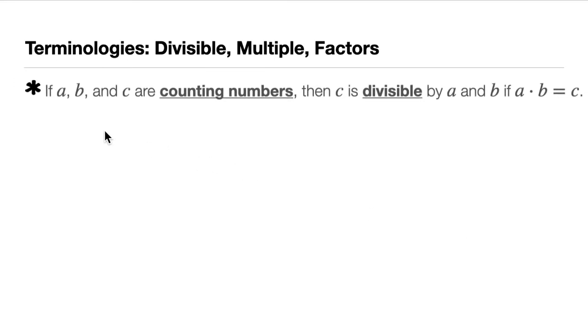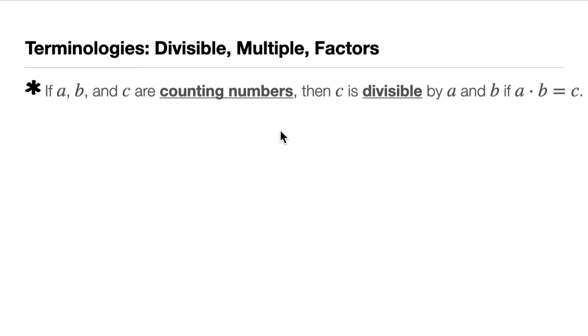For the first part, imagine A, B, and C are natural numbers. Natural numbers are the counting numbers. Recall that counting numbers start with 1, then 2, 3, 4, 5, up to positive infinity. So if A, B, and C are counting numbers, imagine them as positive numbers. Then we say that C is divisible by A and B if A times B equals C.